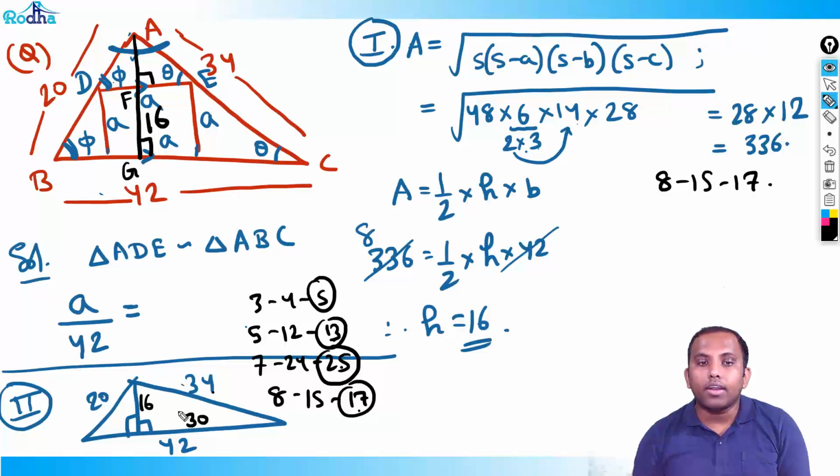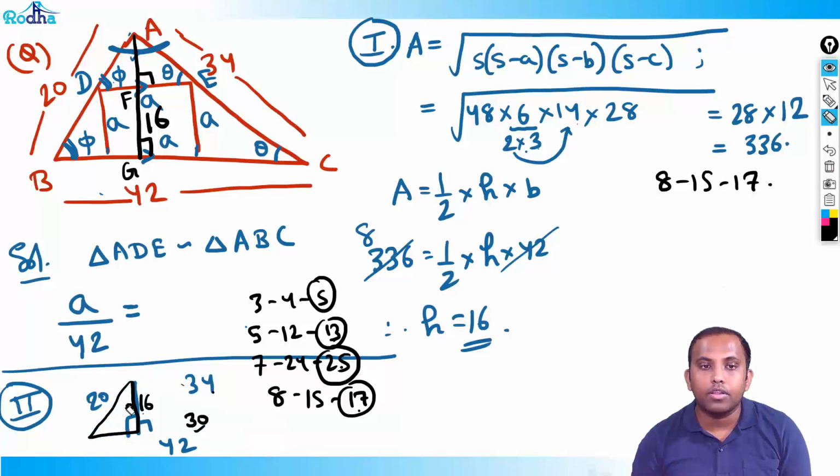Now I can't write this side as 30. Why? Because this is a triangle, right? In a triangle, hypotenuse is the longest side. Okay. And 20 is the hypotenuse. It is the longest side, right? So this side can't be 30. So 16 and 30, it should be what? 30 should be this one and it should be 16. Okay. So this is the funda behind it, right?